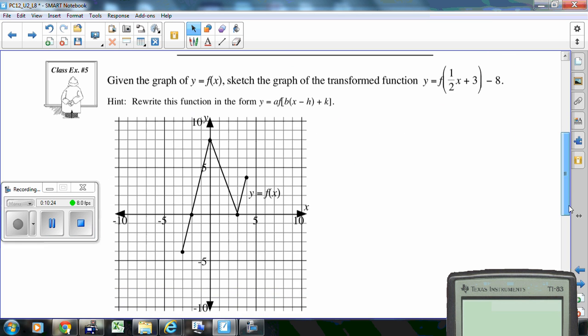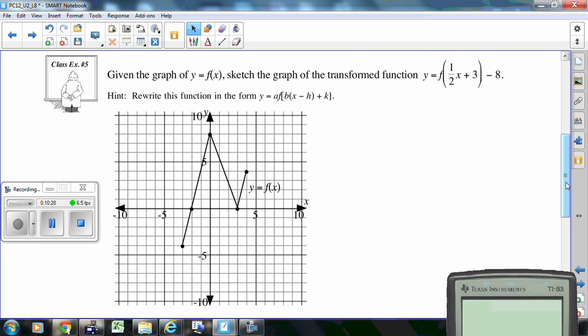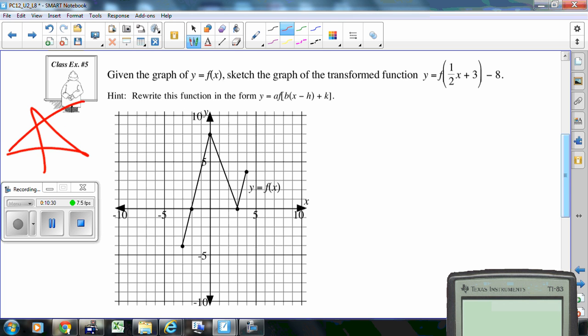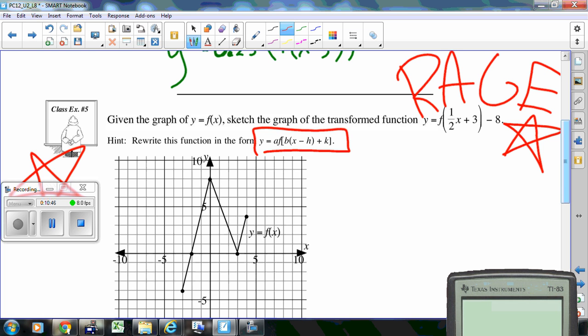Now, this is a style of question that you are going to see over and over and over again on basically every test that you see with me, every cumulative exam, probably on your diploma, and this is the hint that you need to follow. This is your rage question. Why is it your rage question? Because you've been given an awful trick question.